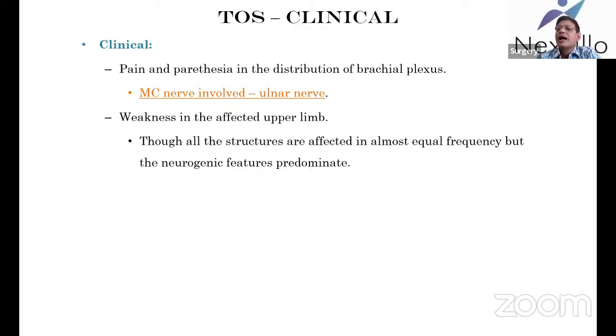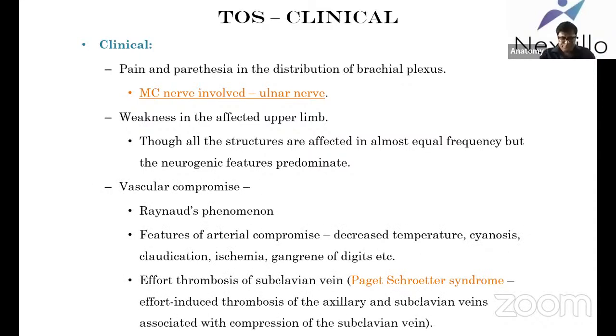Then furthermore, we may have vascular compromise giving rise to features like Raynaud's phenomenon. Other features of arterial compromise are decreased temperature in the affected limb and cyanosis of the affected limb, especially when there is exertion of the upper limb, when we are doing exercise or something. This may precipitate claudication of the upper limb. Ischemia and gangrene of the digit may precipitate. Then further along, we may have effort thrombosis of the subclavian vein.